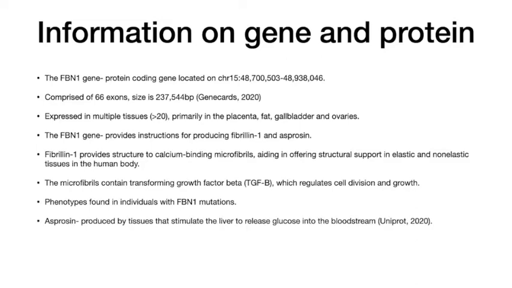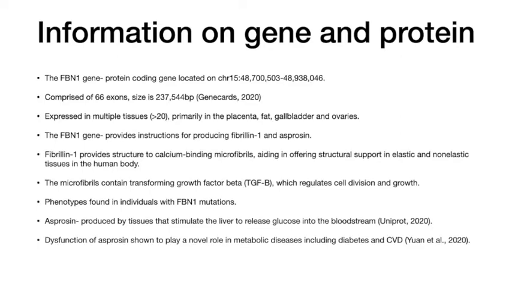The other protein, asprosin, is produced by tissues that stimulate the liver to release glucose into the bloodstream. Dysfunction of asprosin has been shown to play a novel role in metabolic diseases such as diabetes and cardiovascular disease. A mutation would likely impact on carbohydrate and lipid metabolism.